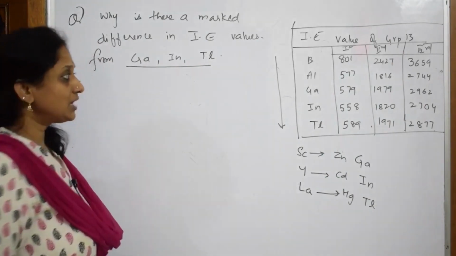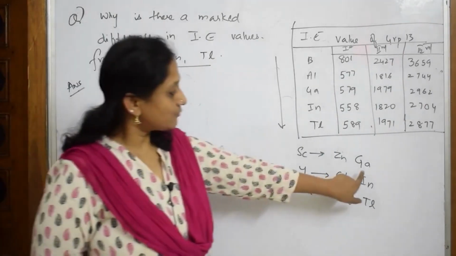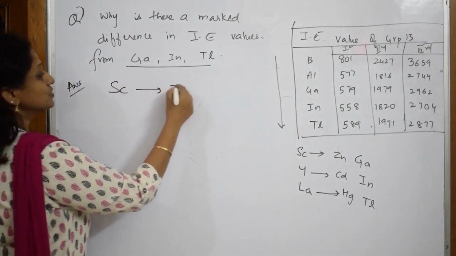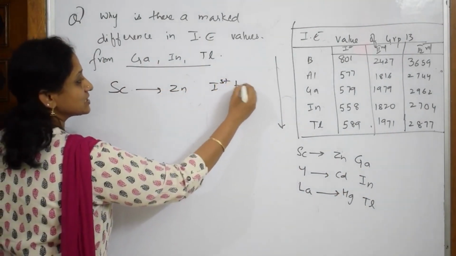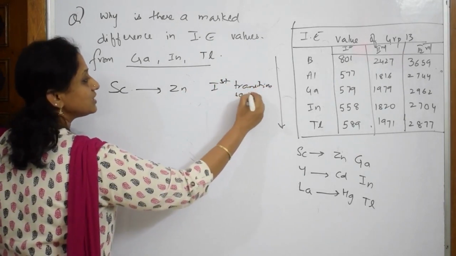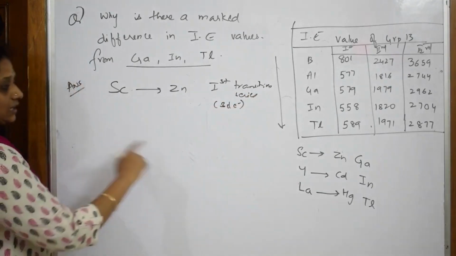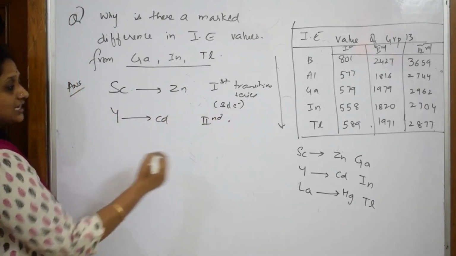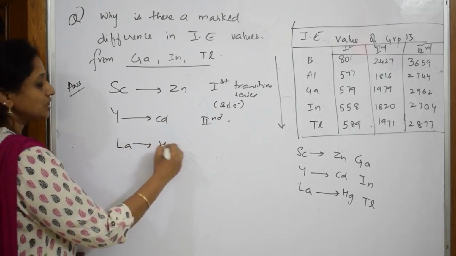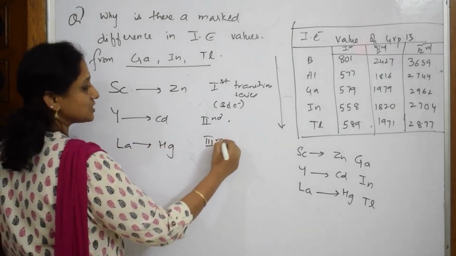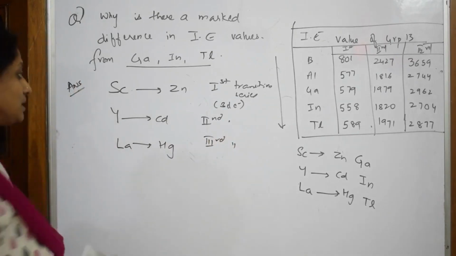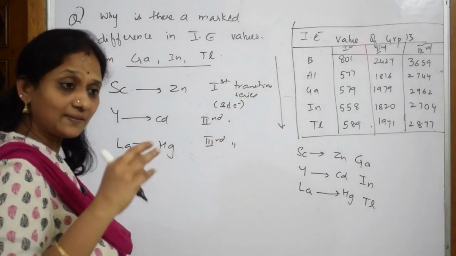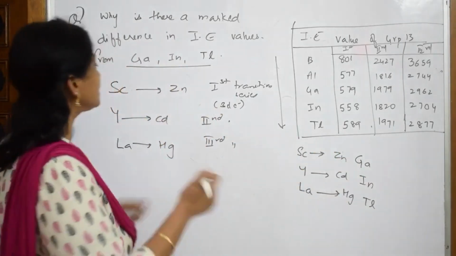Why is the difference? Now, when I have to speak about gallium, that is group 13, before gallium, what elements do we have? We have scandium to zinc. This is the first transition series, where 3d electrons are filled. Then before indium, we have yttrium to cadmium. This is the second transition series. Next, before thallium, it is from lanthanum to mercury. This is your third transition series. Now, what's happening here? Every time there is an addition of electrons in the 3d subshell, I need to take out electron, and that effect is always observed in gallium, which is immediately after zinc.